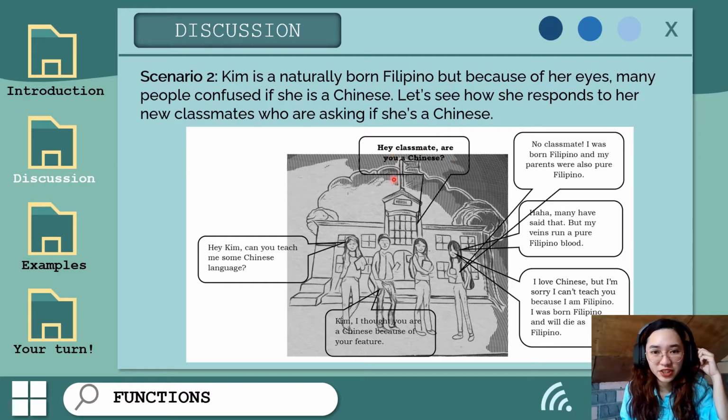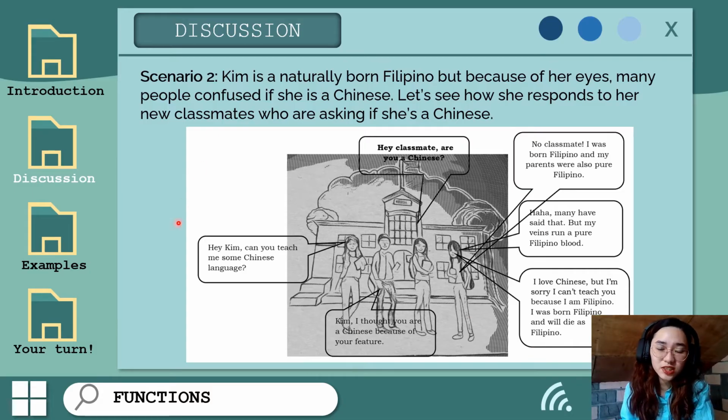Hey classmate, are you a Chinese? No classmate, I was born Filipino and my parents were also pure Filipino. Kim, I thought you were Chinese because of your eyes. Haha, many have said that, but my veins run pure Filipino blood. Hey Kim, can you teach me some Chinese language? I love Chinese, but I'm sorry, I can't teach you because I am a Filipino. I was born Filipino and will die as Filipino.